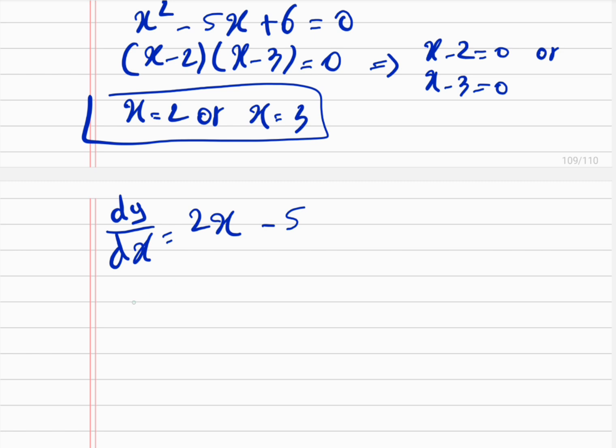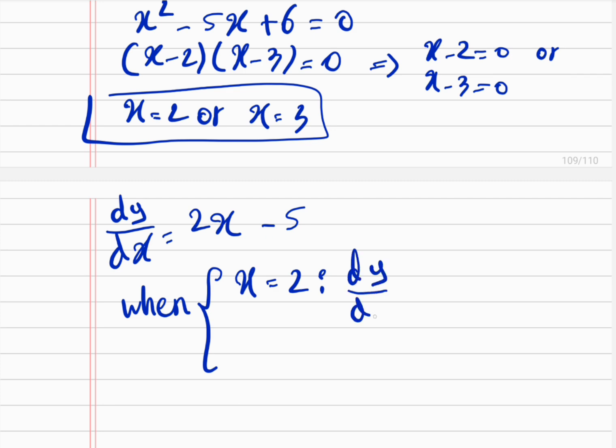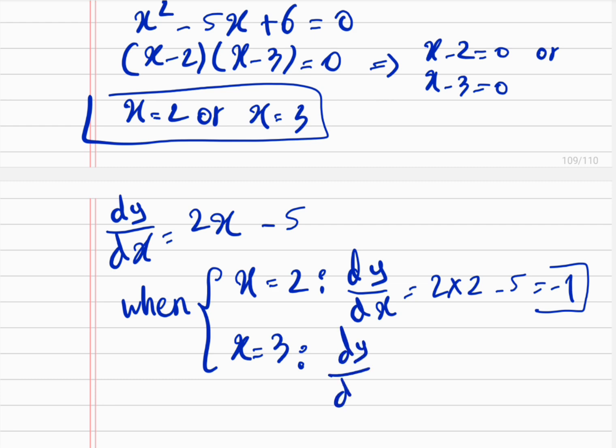So there are two cases. When x is equal to 2, the gradient dy/dx is equal to 2 times 2 minus 5, which is minus 1. So this is the gradient at the point that has x coordinate 2. And at the other point that has x coordinate 3, the gradient is equal to 2 times 3 minus 5, and that's equal to 1.